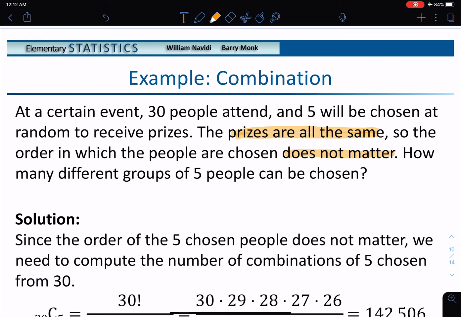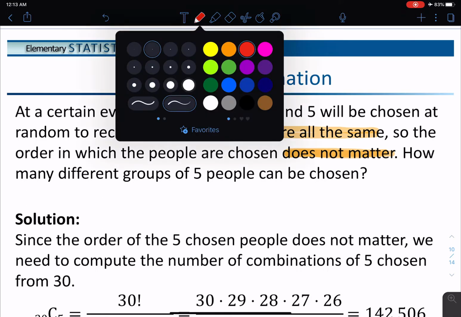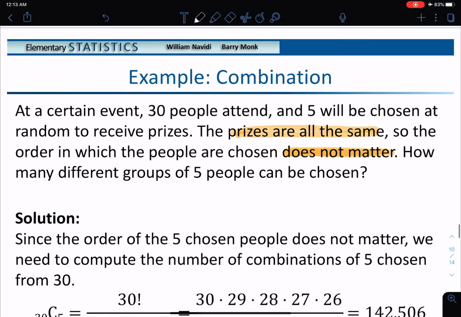So what they're saying is, if the prizes were not all the same, like if the first place prize was $1 and the second place prize was $10 and the third place prize was $100, they're all different, then of course who you select and put on that first, second, third, and fourth prize does matter because you're getting different prizes. But if all the prizes are the same, then the order that you choose the people does not matter. How many different groups of 5 people can be chosen? And so this is just going to be a combination problem, because we don't care about the order.